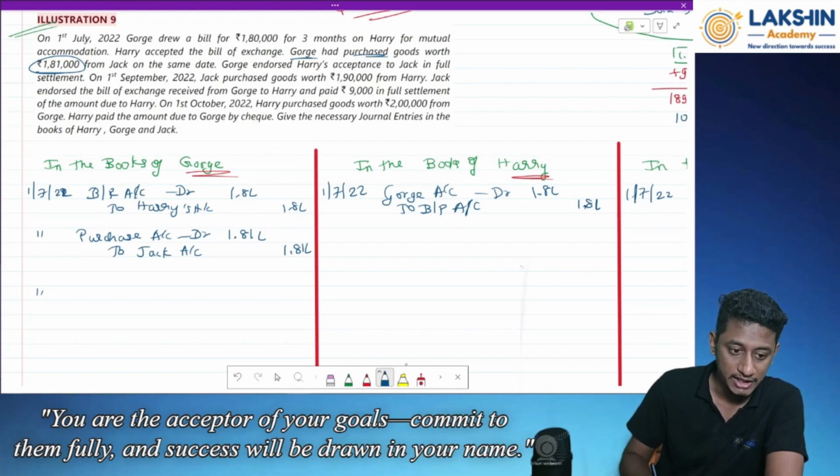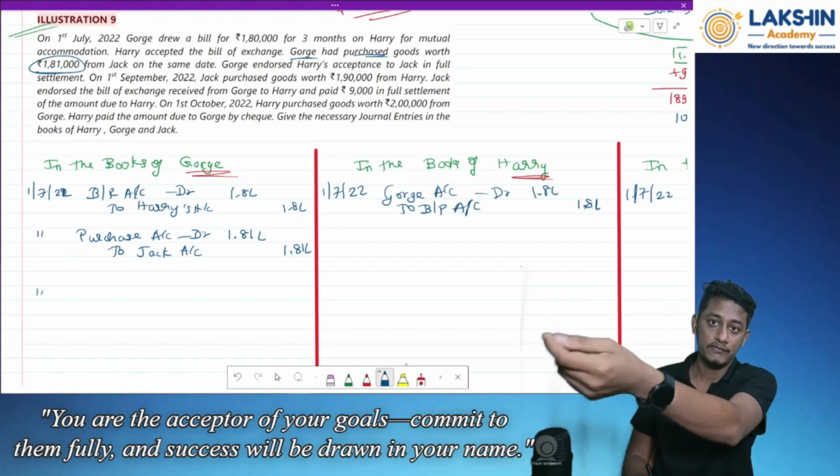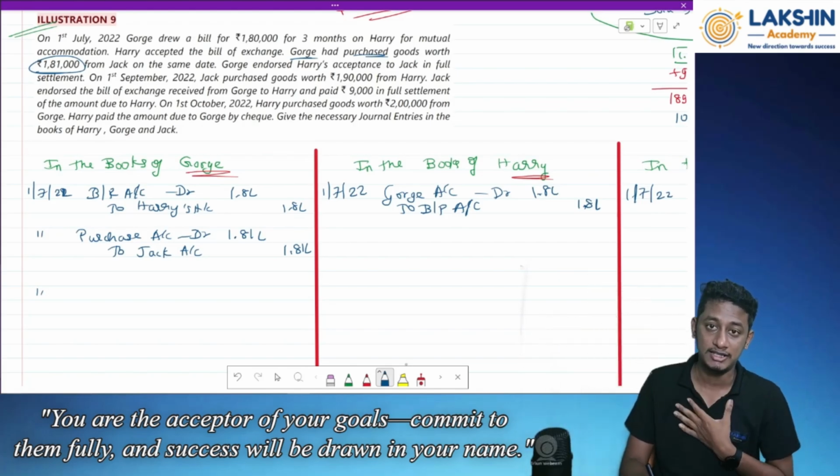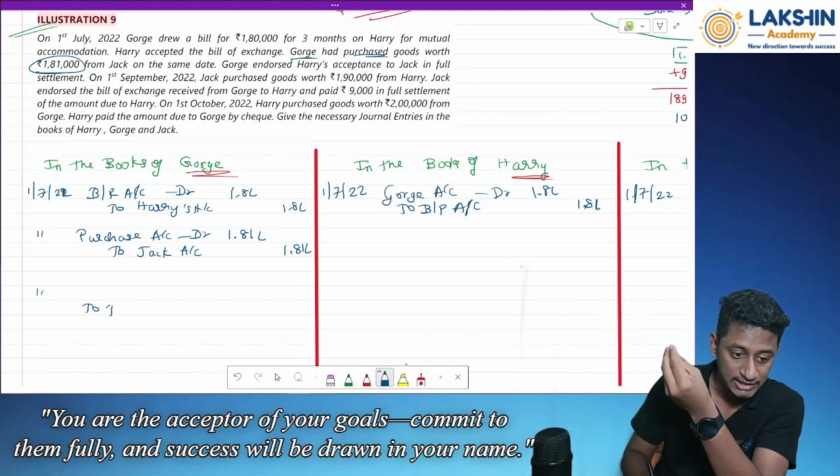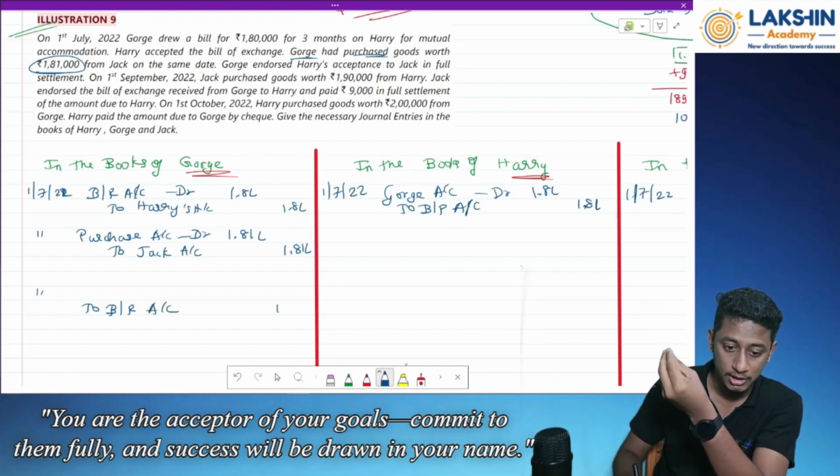So whenever I endorse a bill of exchange to someone, the bill in my hand will go to him. So I should reduce the value of bills receivable, by crediting the account for rupees 1.8 lakhs. Okay. Then what has happened? To whom is it endorsed?